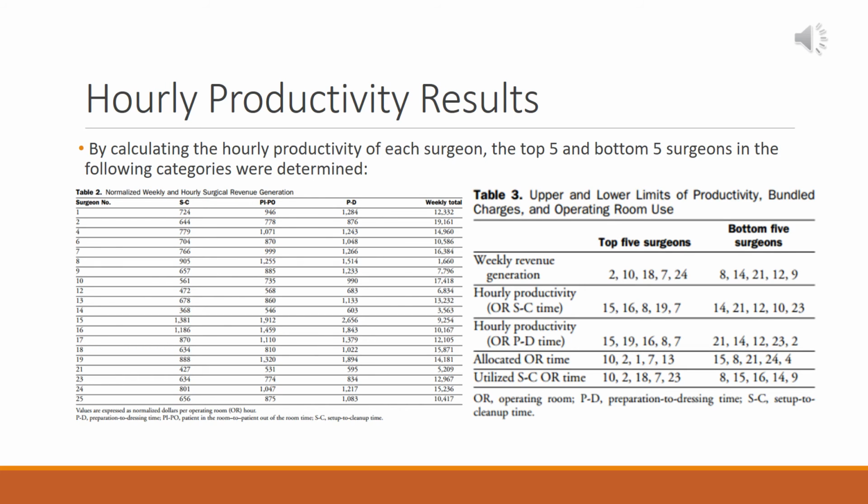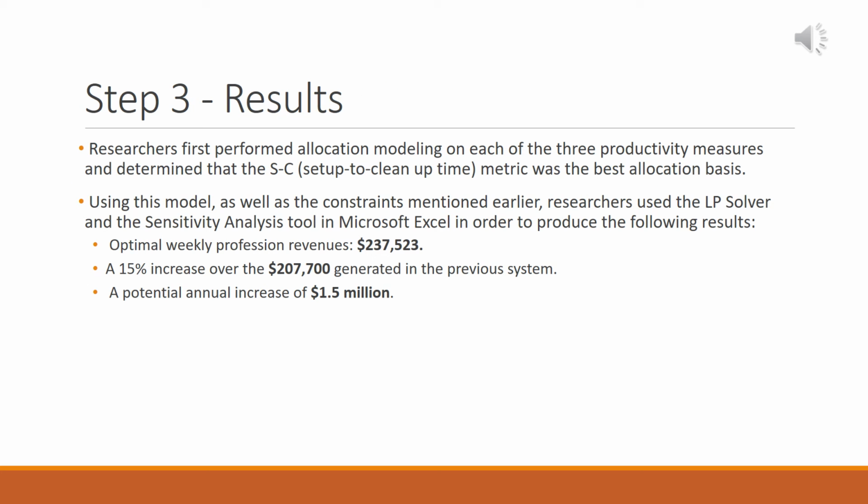Looking at this table on the right, we can see that highly productive surgeons, like surgeons number 15, 16, and 8, have the least allocated and utilized OR times. Likewise, surgeon 23, who had one of the highest utilized OR times, is in the bottom 5 for hourly productivity. This shows us that the previous allocation measure of the total use of OR time was not an efficient basis for maximizing revenue. After performing allocation modeling on each measure, the setup to cleanup time measure was chosen.